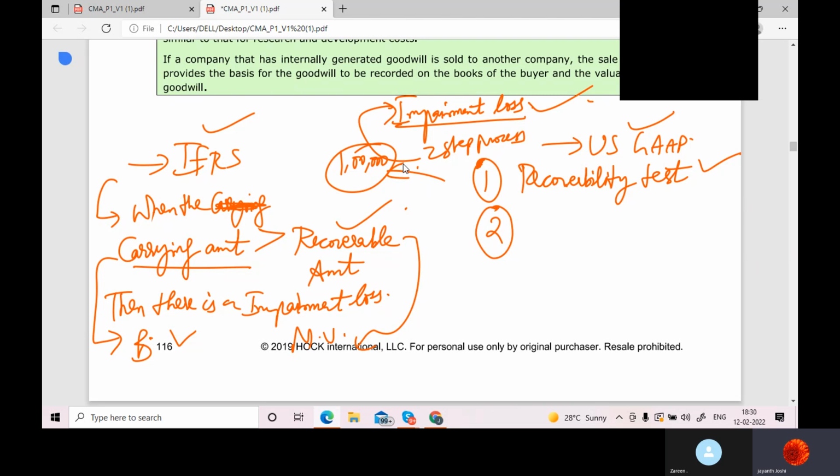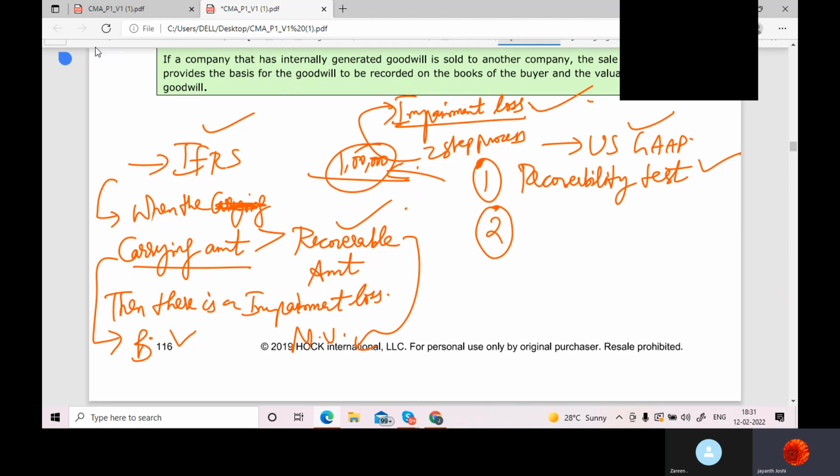If the cash flows you are receiving in the future years from the usage of the asset, that means from the production and the goods which you are selling in the market, when you add up all those cash flows, you're not able to even recover the asset's value of 1 lakh, then you fail the recoverability test. When you fail the recoverability test, that's an indication that there's an impairment loss, and then you need to go for the next test of calculating the impairment loss.